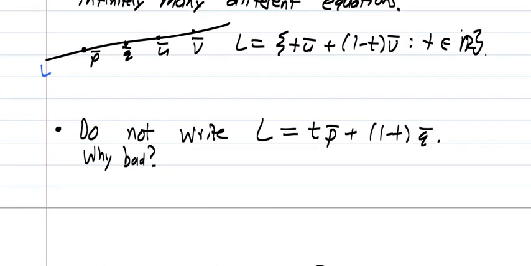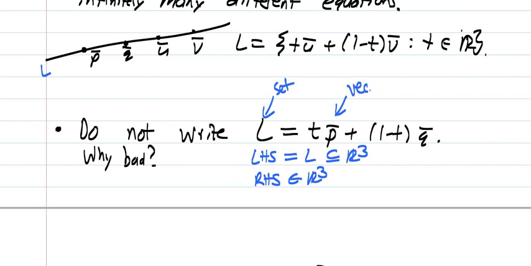All right, very important. Do not write down the line equals tP plus (1 minus t)Q. Why is this bad? Well, this is bad because the left-hand side is L, which is a subset of R3. The right-hand side is an element of R3. So the left-hand side is a set and the right-hand side is a vector, and so you cannot use the equal symbol. So please do not make this mistake in assignments and in tests and in exams.